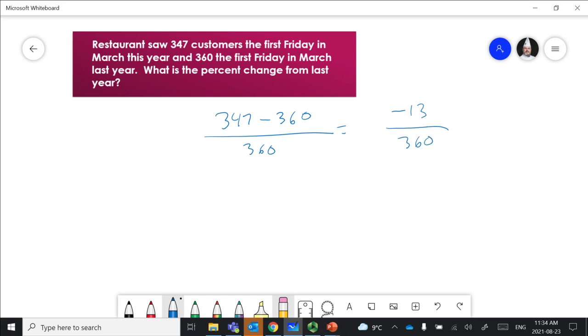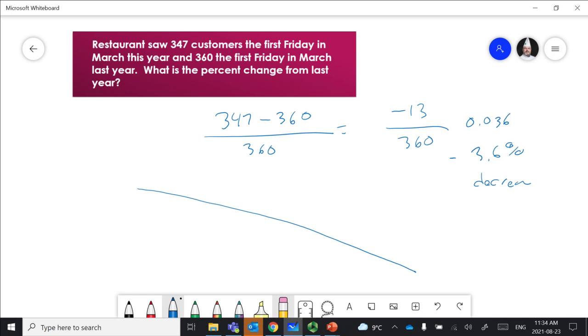So right off the bat, I see we have a negative number. We're going to have a downward trend. We are losing revenue or losing customers. We lost 13 customers from the same period last year. So we divide that out and we end up with 0.036 or a 3.6% decrease. So our customer counts are going down, right, in this case.